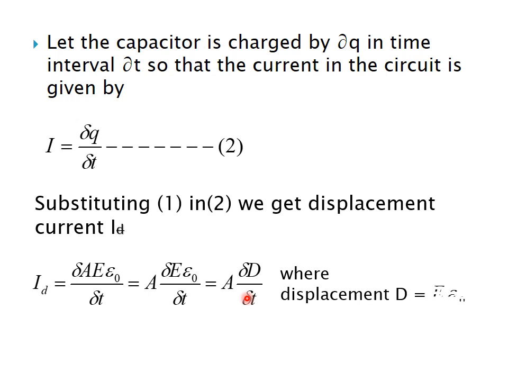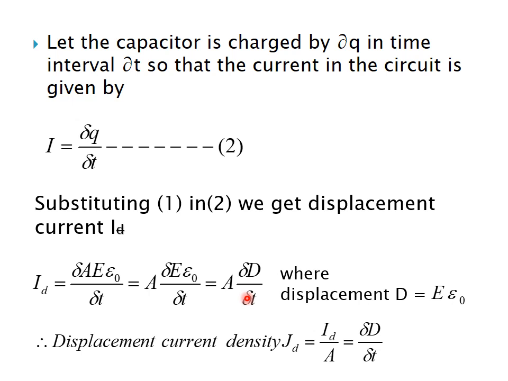Here, I told you that D represents the displacement vector, and it is given by E times epsilon naught. Therefore, the displacement current density JD is given by ID divided by A, which is equal to delta D divided by delta T, and this is the expression for the displacement current density. However, the expression for the displacement current is A into delta D divided by delta T.